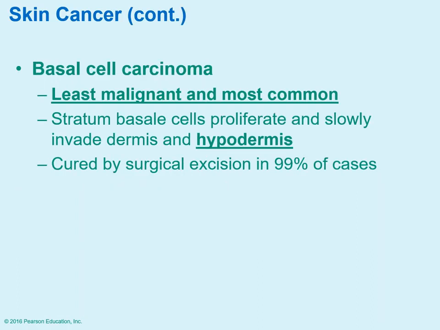Basal cell carcinoma is the most common and it is the least malignant. If you had to get cancer, not that I want anyone to get it obviously, this would be the best type if you had to get it because it's very easily treated. What happens is the stratum basale cells are proliferating, meaning they're producing new cells, and they slowly start to move down and invade the dermis and hypodermis.